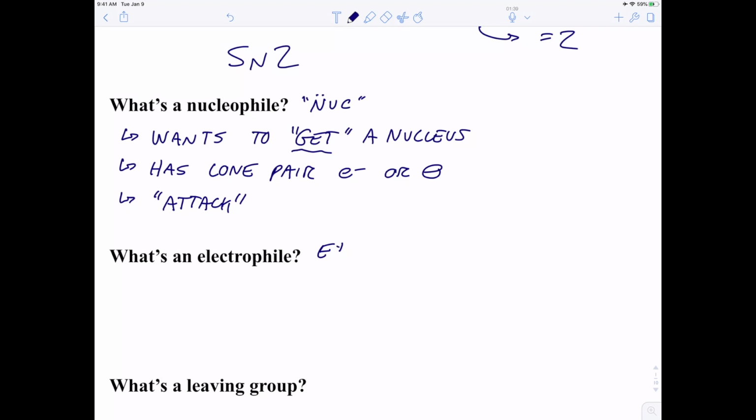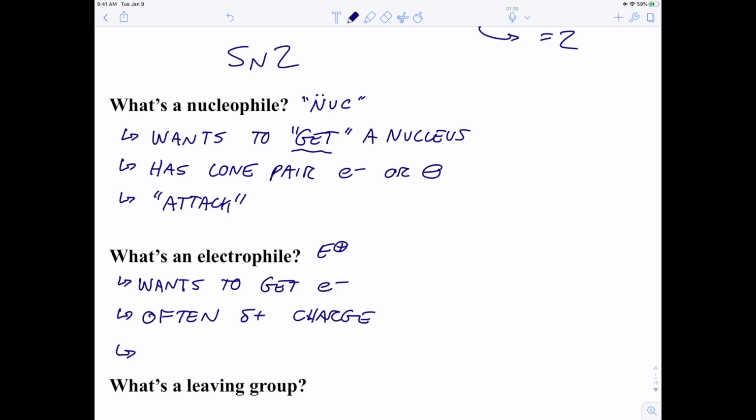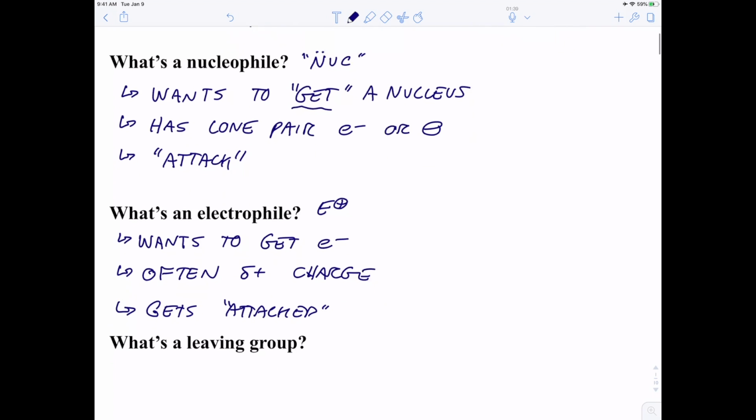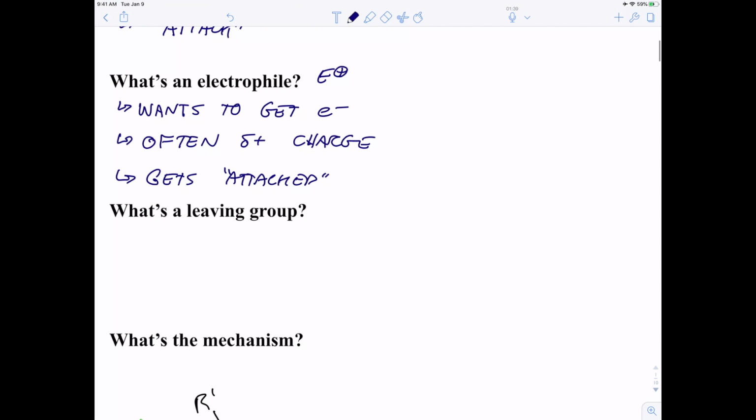We like to abbreviate electrophile with a big capital E, sometimes with a plus sign on it, to show that that is something that has a partial positive or full-on positive charge. And because of that, it wants to get some electrons, which are going to be provided by our nucleophiles. As I already mentioned, these often have a partial positive charge. And similar to my third point up top, they're going to get these electrons from the nucleophiles by being attacked. So again, just anthropomorphizing, that's one way to think about it that I think is pretty accessible to most students.